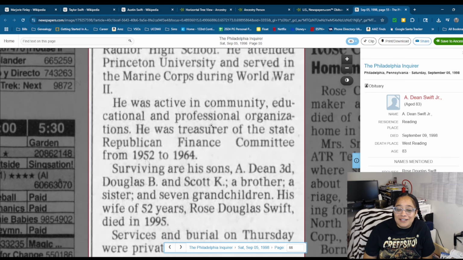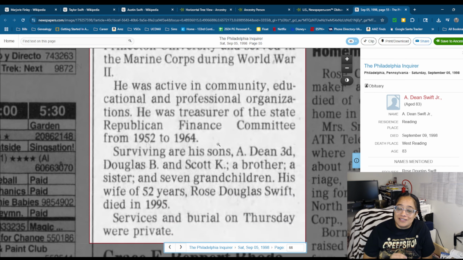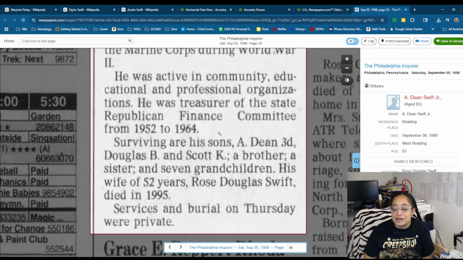He was active in community, educational, and professional organizations. He was treasurer of the State Republican Finance Committee from 1952 to 1964. Surviving are his sons, A. Dean III, Douglas B., and Scott K., a brother, a sister, and 7 grandchildren. And this was in 1998, so we know that Austin and Taylor were both alive. His wife of 52 years, Rose Douglas Swift, died in 1995. Services and burial on Thursday were private.